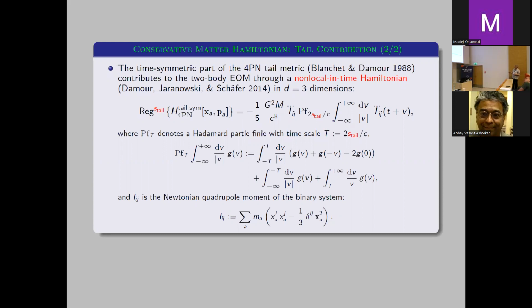In fact, this formula follows from a nicer formula for the total tail effect, which is finite. And then no such tricks with this Hadamard partie finie are needed. But if you would like to split the full tail effect into time symmetric and the rest, then you need this operation.